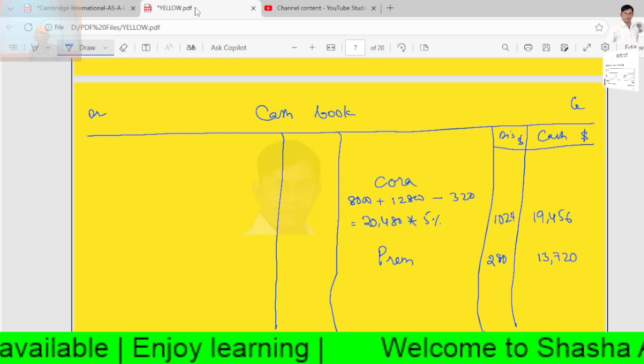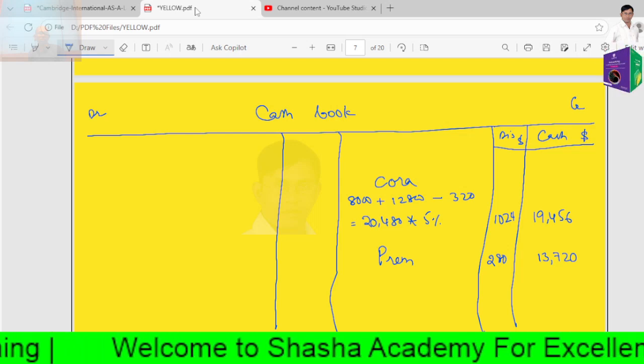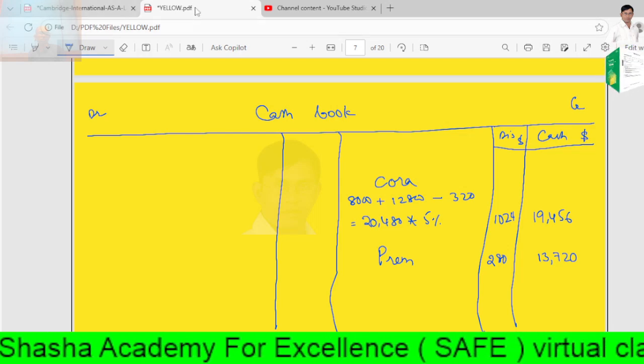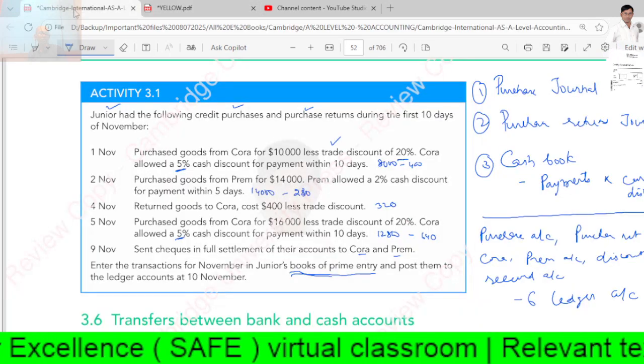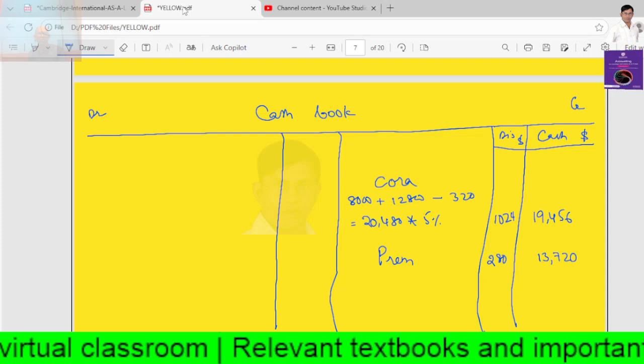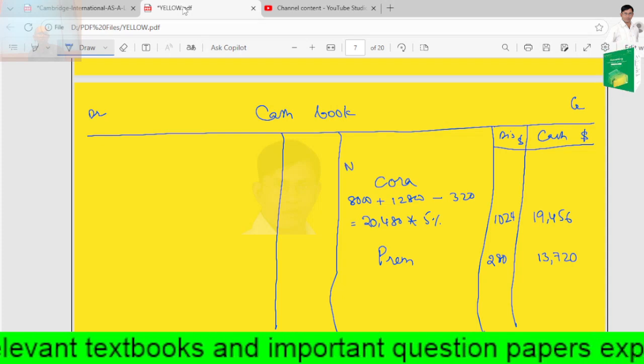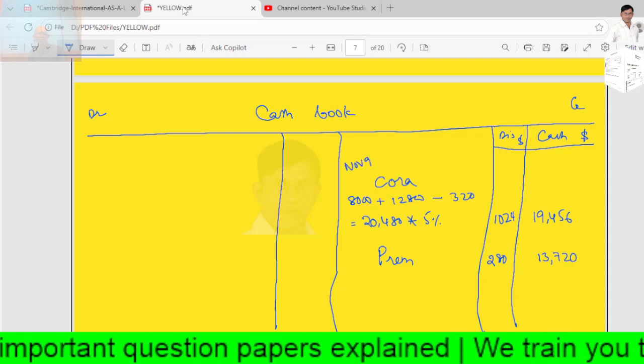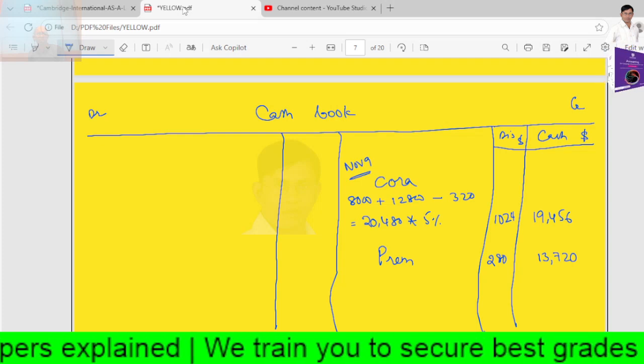So what date have you paid? Date is very important. Don't forget to write the date. The payment is made on 9th November. So you have made the payment on November 9th.